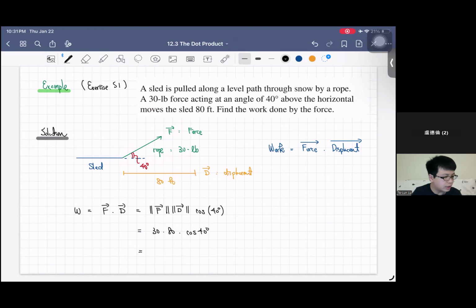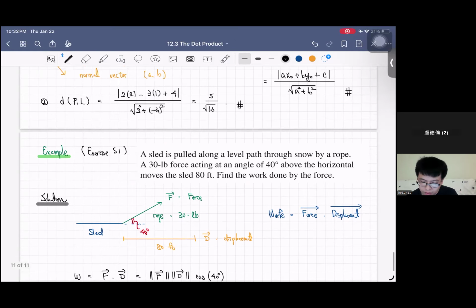And let me do the algebra here. 30, 80, cosine 40. So it's 1838.5. And we are multiplying pound toward feet. So that'll be our unit, okay? That's how much work you have done.